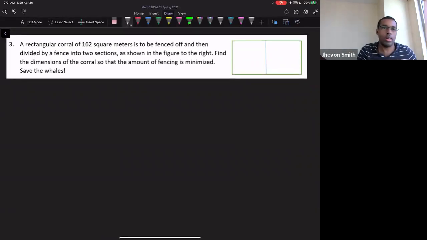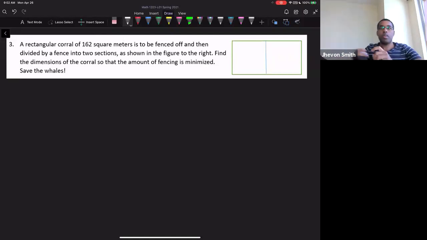Here's another one. A rectangular corral, 162 square meters to be fenced, and then divided by a fence into 2 sections. So it's shown in the figure to the right. So we're going to build a fencing in a rectangular, and then we're going to build a fence going straight up the middle. So find the dimensions of the corral. So the amount of fencing used is minimized because, you know, we want to save the whales, save the earth, all that good stuff.